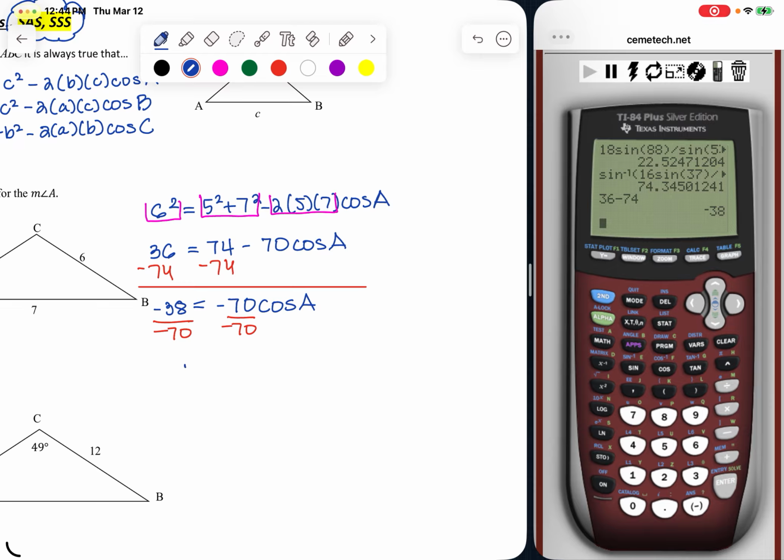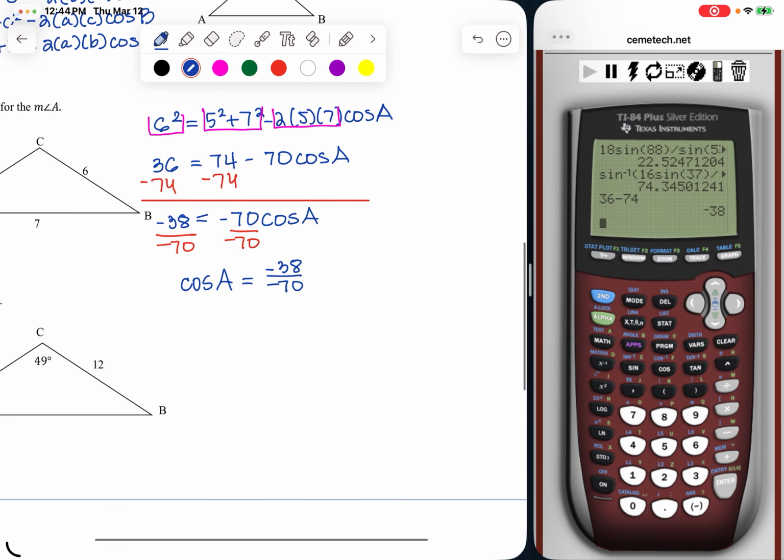So now I have cosine of angle A is equal to negative 38 over negative 70. You can get rid of the double negative if you want. You don't need both, right? But now I need to get rid of cosine, right? The only thing that's going to cancel out cosine is cosine inverse, not division, right? Oh, divide by cosine? No, we can't, right? Cosine inverse is what undoes cosine.